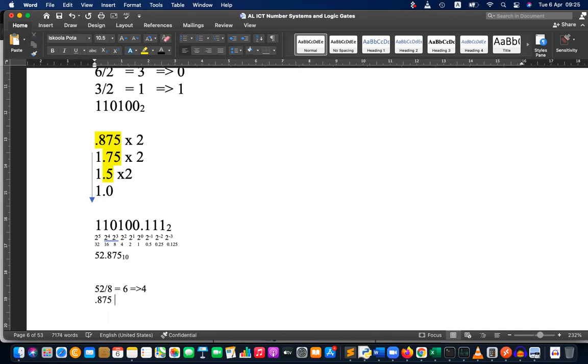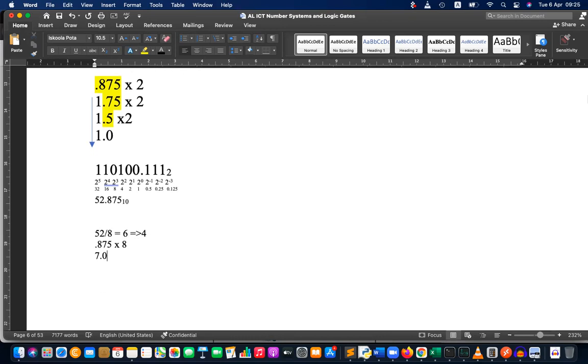So what you have to do is multiply that by 8. What is the value when you multiply? 0.875 times 8 is 7.0. So you get 7 after the decimal point, and the integer part is 64. So the answer is 64.7 in octal.